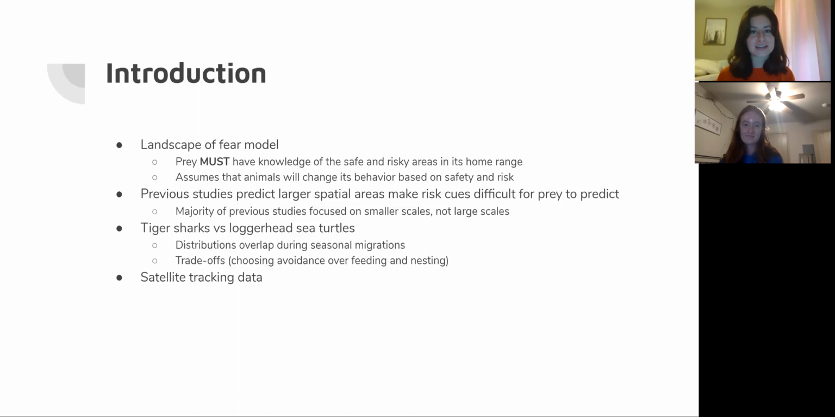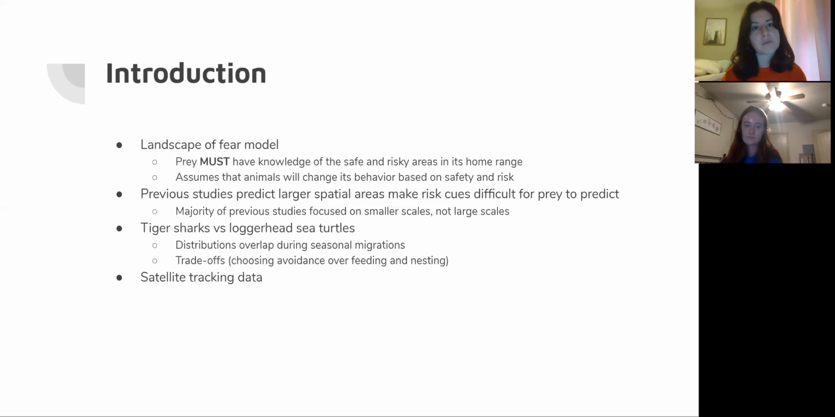So all of the other studies that have been done over the landscape of fear model have been done at small scales over things like crickets and spiders, things that you can do in a lab. They haven't been in large dynamic spaces like the ocean, which is what this paper is talking about. And the predictions from these smaller studies are saying that in these large dynamic spatial areas, it's going to be much more difficult for risk cues to be detected by prey items.